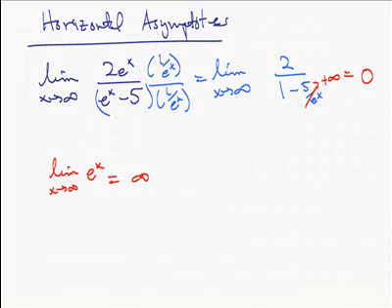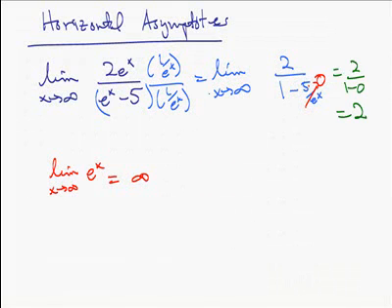E to the x goes to infinity, that's true. So the denominator here goes to infinity, which means 5 over e to the x, just this term right here, heads to 0. So what are we left with then? We're left with this limit going to 2 divided by 1 minus 0, or just 2 over 1, or 2.